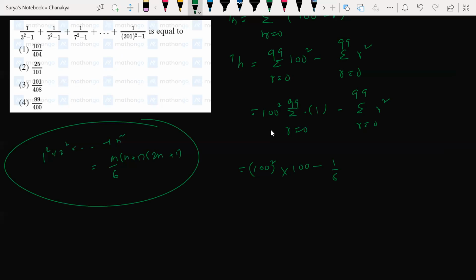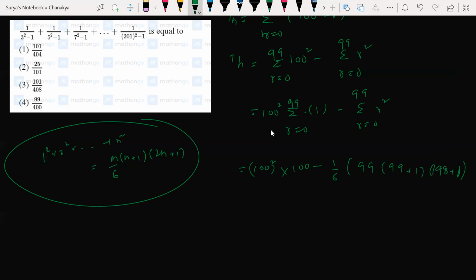So 1 by 6 into 99 into 99 plus 1 into 198 plus 1. Correct. I applied this n plus 1 into 2n plus 1 formula. Hope it is clear. Hope you are applying. Okay. Yes, this is one.